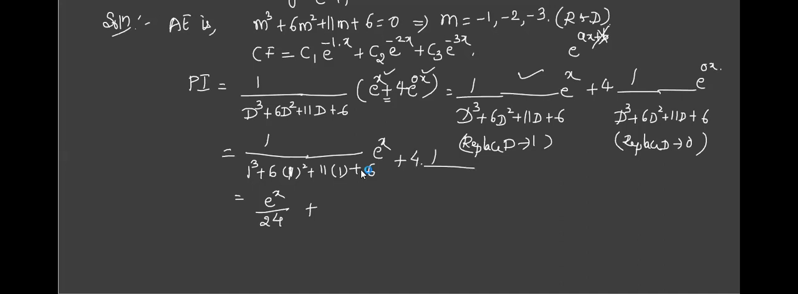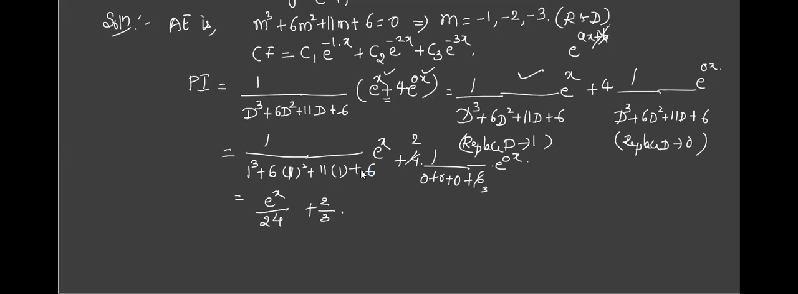So 0 plus 0 plus 0. What remains? Only 6 into e raised to 0x. Clear? Now, 4 by 6 is remaining. 4 by 6 means 2 by 3.